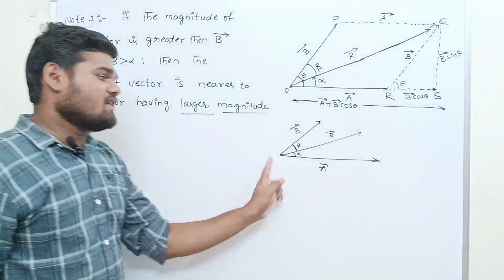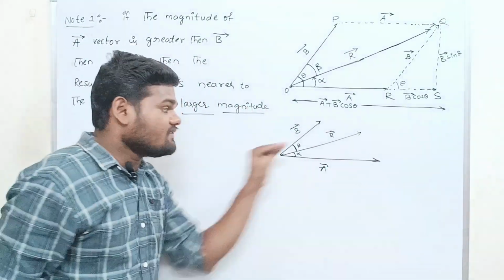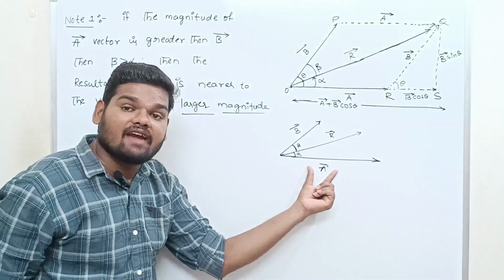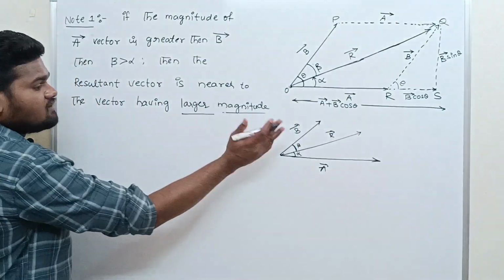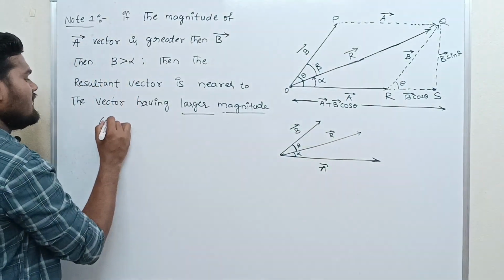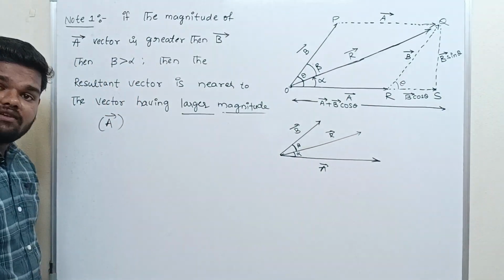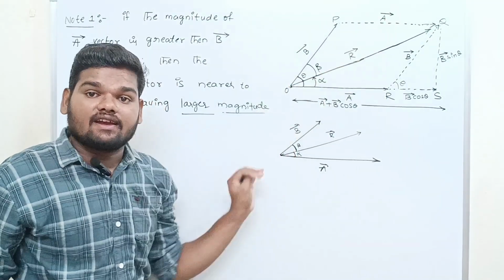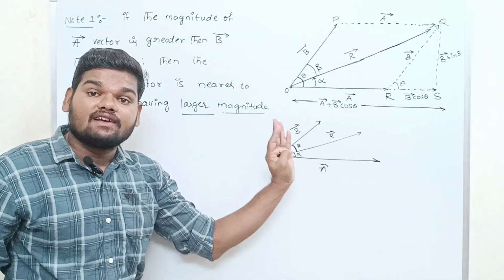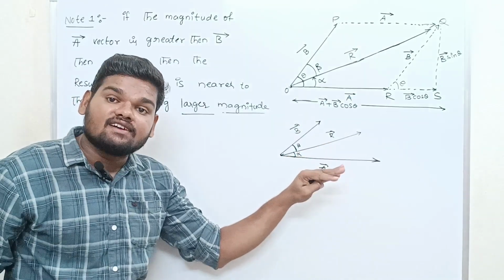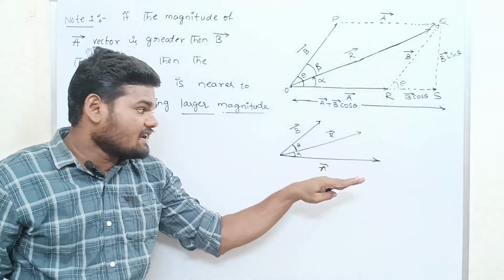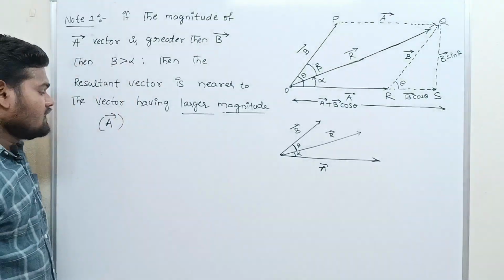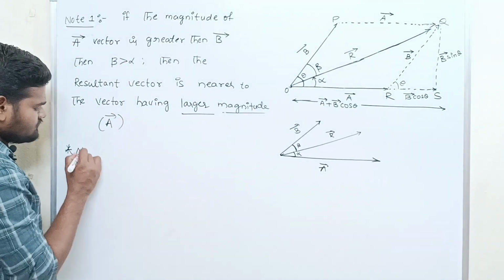So whenever the magnitude of A bar vector is greater than B bar, then what happened? The resultant vector is nearer to the vector having the larger magnitude. That means now this R bar vector is shifted towards A bar vector. Are you getting? Okay. If the magnitude of the B bar vector is more compared with A bar vector, then what happened? This resultant vector is shifted towards B bar vector and it is nearer towards B bar vector. Are you getting? Right. So, note number 2.